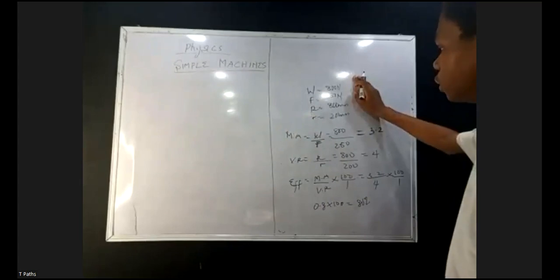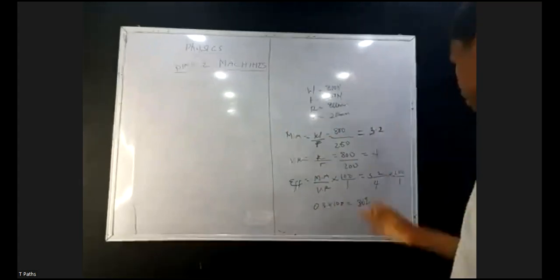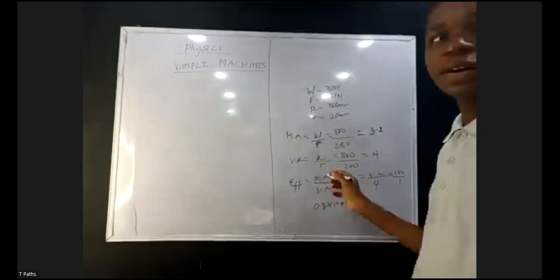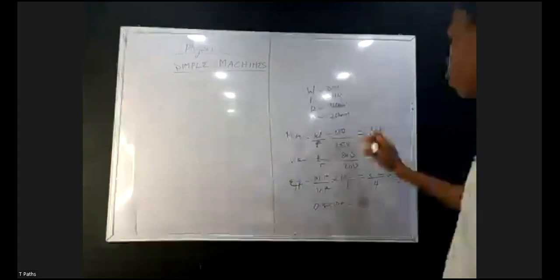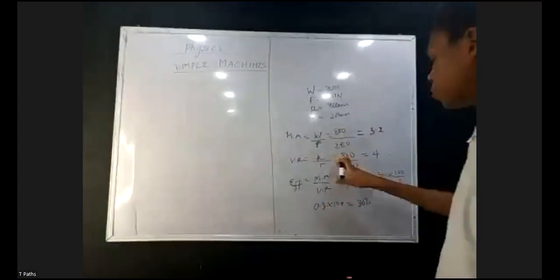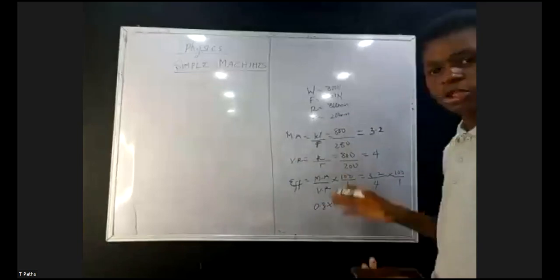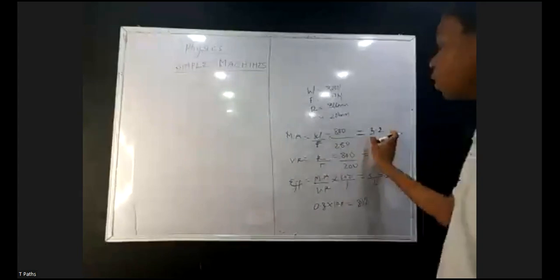The radius of the wheel divided by the radius of the axle, which is capital R divided by small r. So what is the radius of my wheel? The radius of my wheel is 800 millimeter, while the radius of my axle is 200 millimeter. So I simply divided 800 by 200, and I have 4. So my velocity ratio is 4 and my mechanical advantage is 3.2.